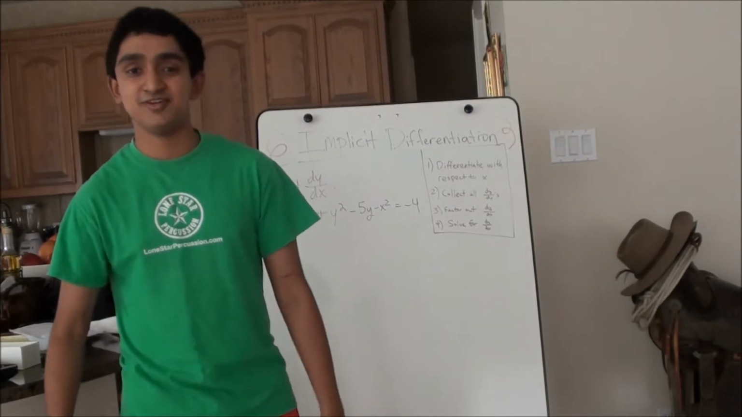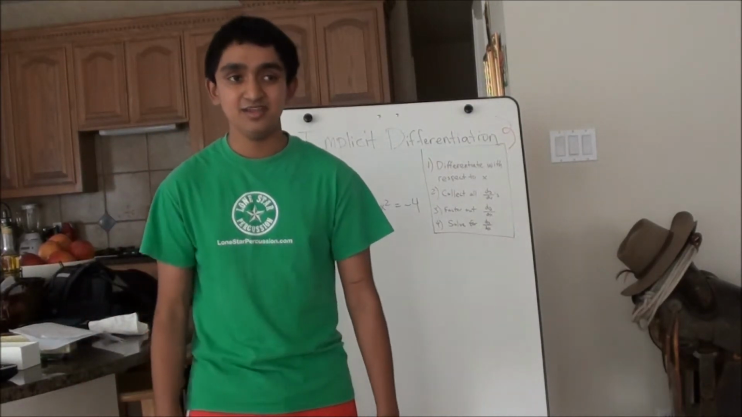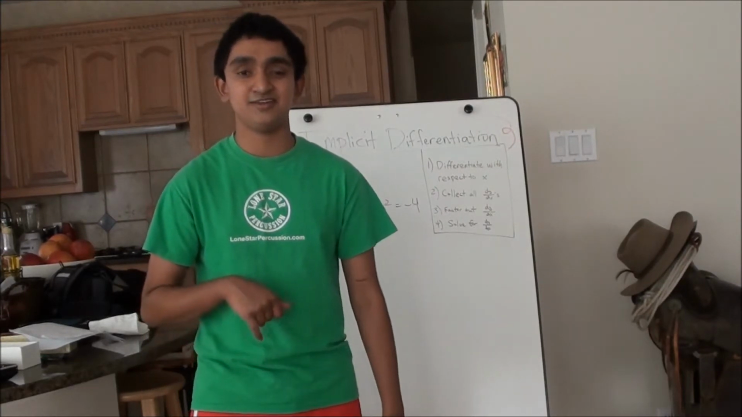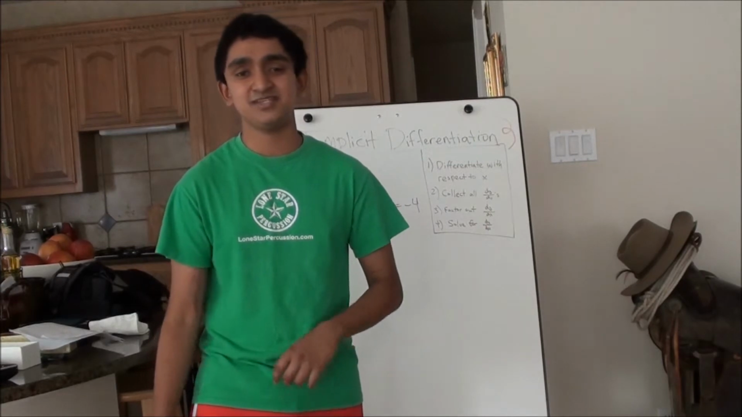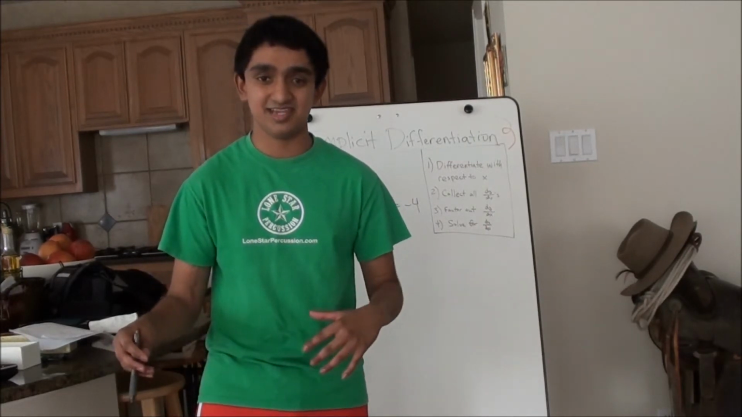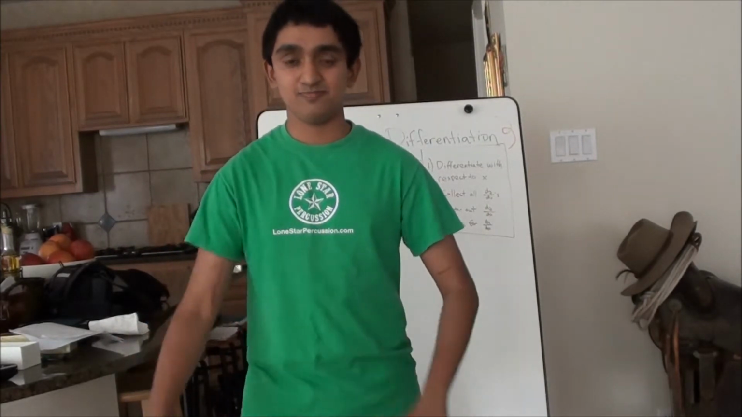Welcome to Calculus 101. Later on you'll be seeing my loyal companion Jacob, but we're here today because we're going to teach you how to do implicit differentiation. Implicit differentiation is basically where you have a long equation with x's and y's and you try to find dy/dx, which is the slope.